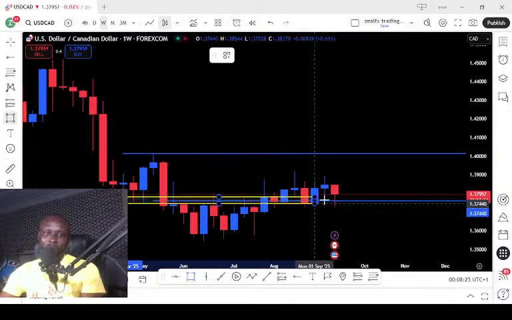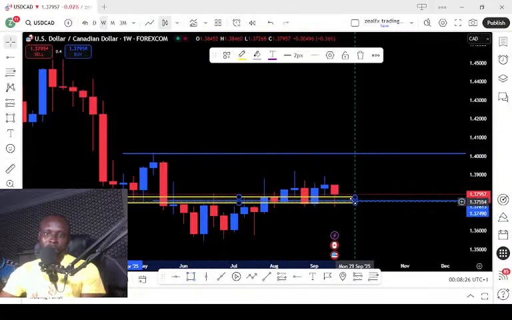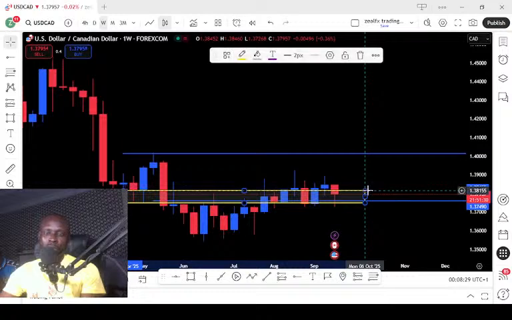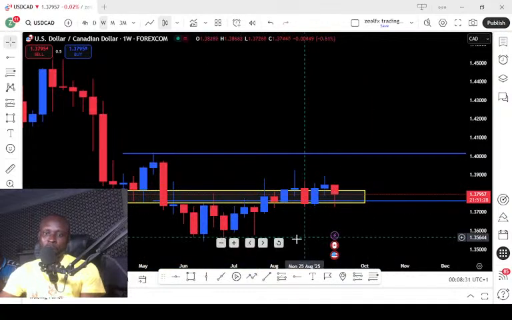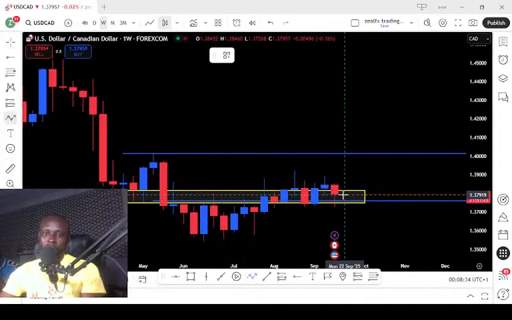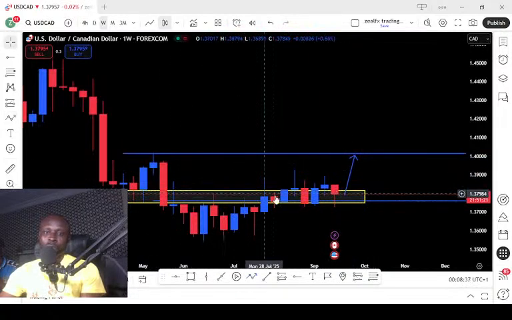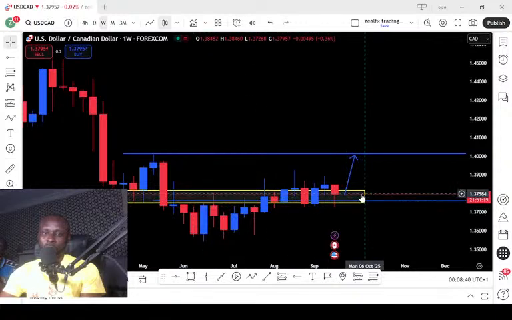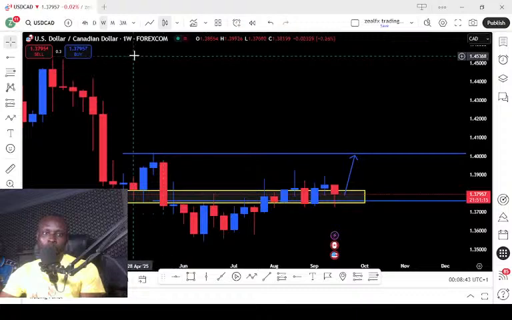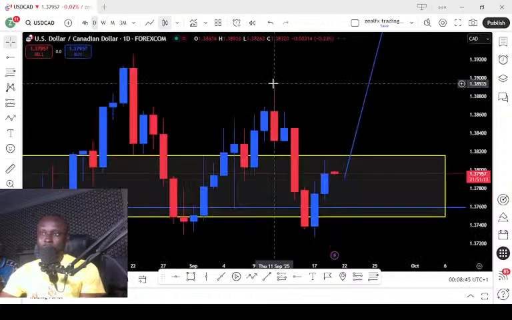Once we have price close on this weekly support level, next week we'll start looking for buying of the USDCAD to this next resistance level. We need a confirmation of price closing on this weekly support level to start looking for possible buying opportunity for the USDCAD. So let's go to our daily chart on the USDCAD.